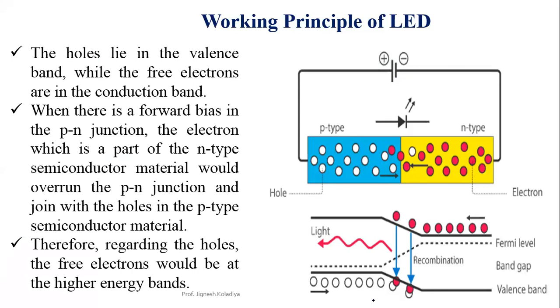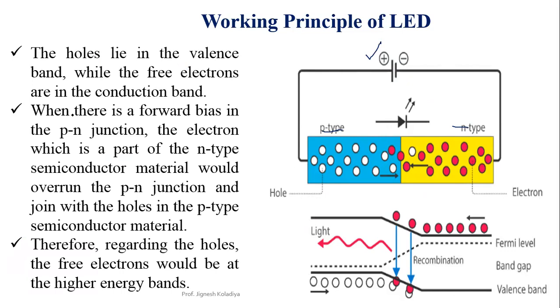So here you can see the working principle of LED. This is P and N combined. So this is P type, this is N type. A number of holes are there in the P type, electrons are there in the N type. Right now it is connected in forward bias condition because positive is connected with P and negative is connected with N. So holes lie in the valence band while the free electrons are in the conduction band.